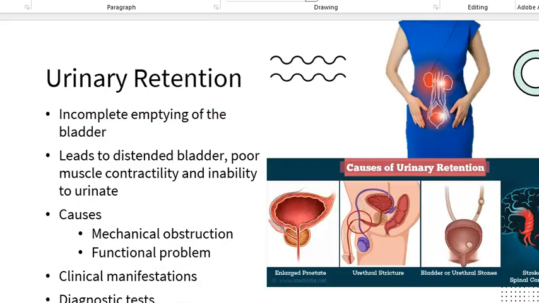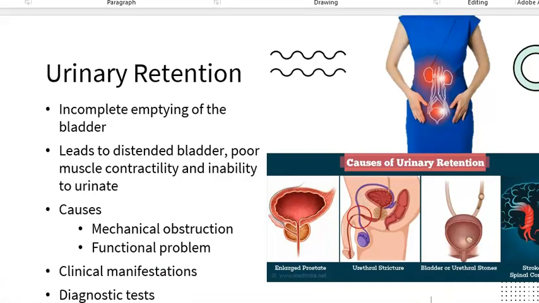Urinary retention. So we know that this is just incomplete emptying of the bladder. It leads to distended bladder, inability to urinate. We know that if we have a patient that has this retention, it can lead to UTIs, several different things. So some of those tests that was discussed in the first lecture would be ordered.